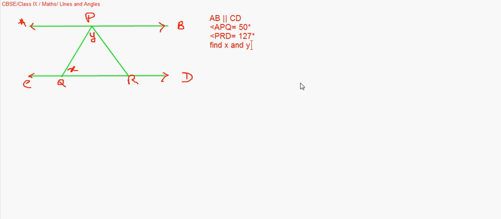I'm sure you'll get them correct because it's not difficult at all. They are very simple application of the theorems which we have discussed in a few sessions.